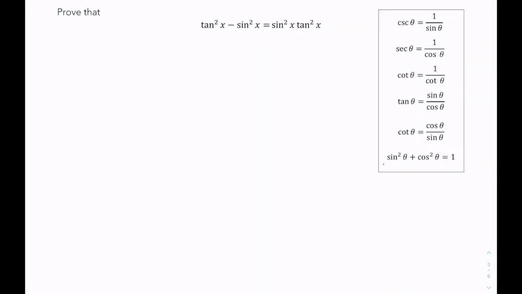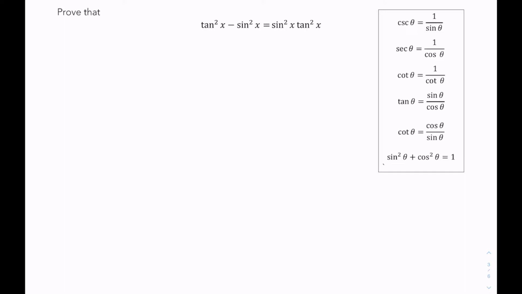So for this trigonometric identity, it's kind of hard to tell which is the more complicated side, because the left-hand side and the right-hand side are equally complicated. They both have a tan, they both have a sine squared, and it's kind of a shot in the dark which one would be the best one to work with.